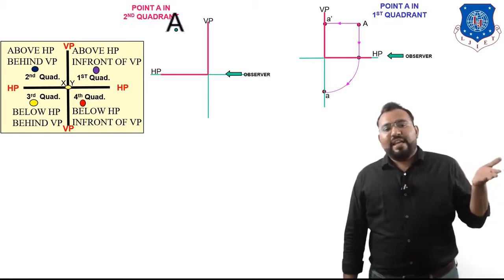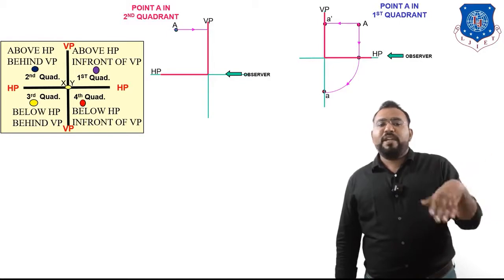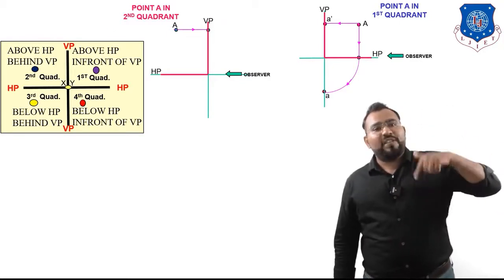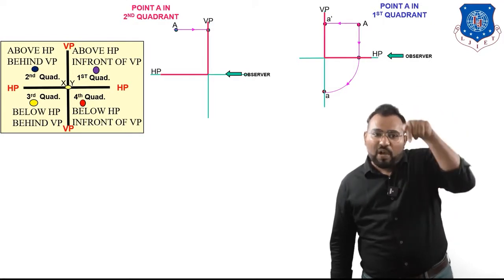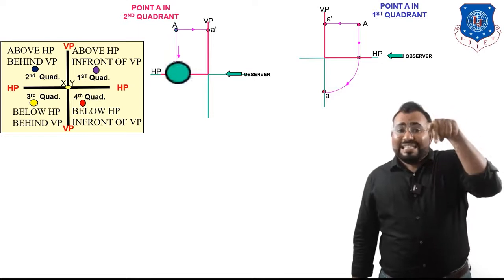Let us take its front view on VP. So this is its front view on VP. So its notation will be A dash. Now let's take the top view. You know that the top view is on HP. So let us take its top view. So yes, like this. But this is the top view.